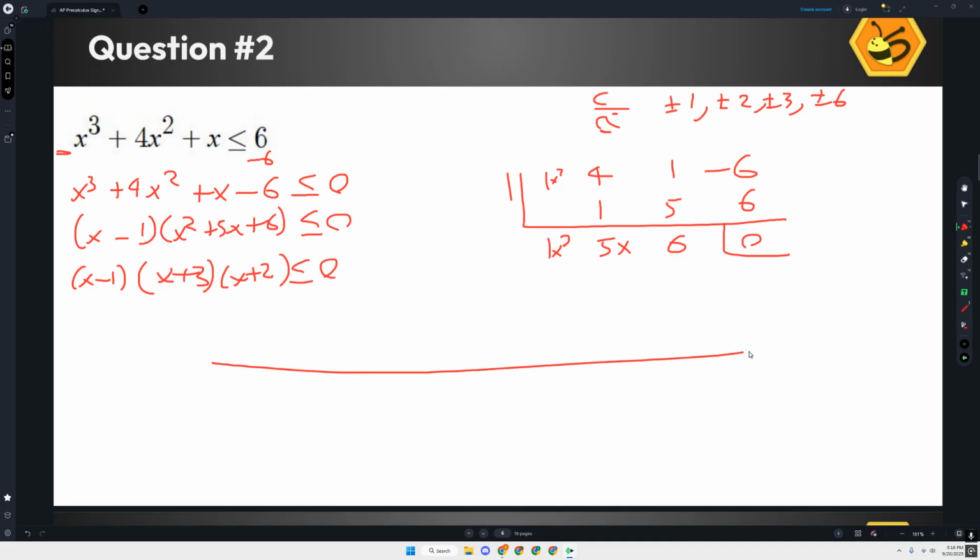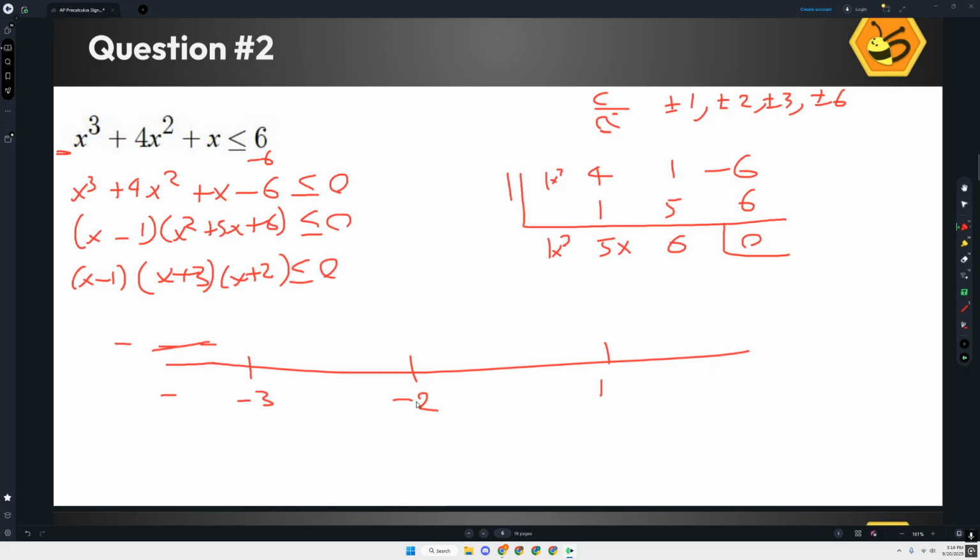And then we're going to set up our sign chart. So we're going to have 1, negative 3, and negative 2. Let's plug in a number to the left of this. What's the number we can plug in to the left of negative 3? Negative 5. So negative 4 doesn't matter. Then negative 5, negative 4 would give us a negative value, another negative value, and another negative value, which means these two negatives cancel out, making it a negative value.